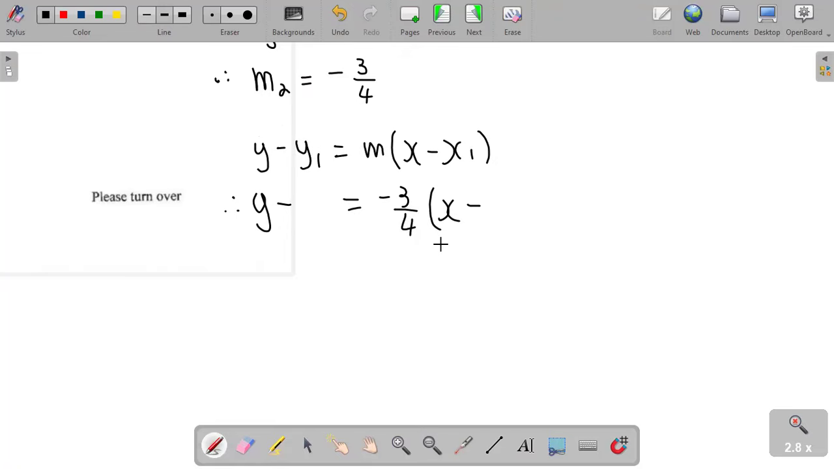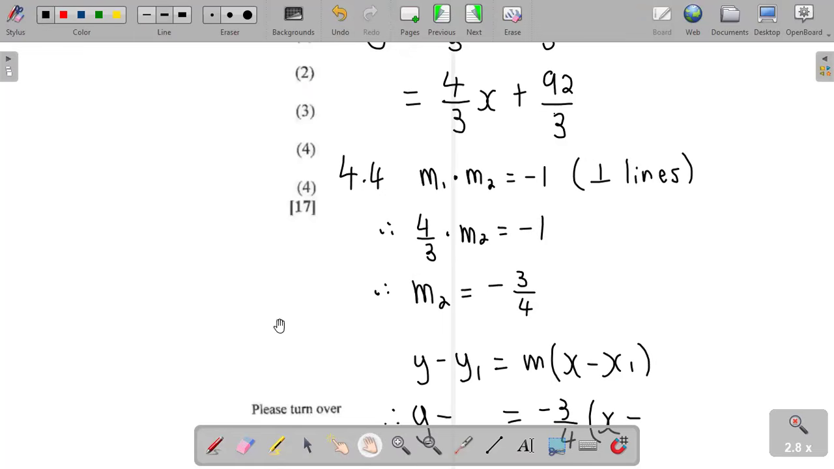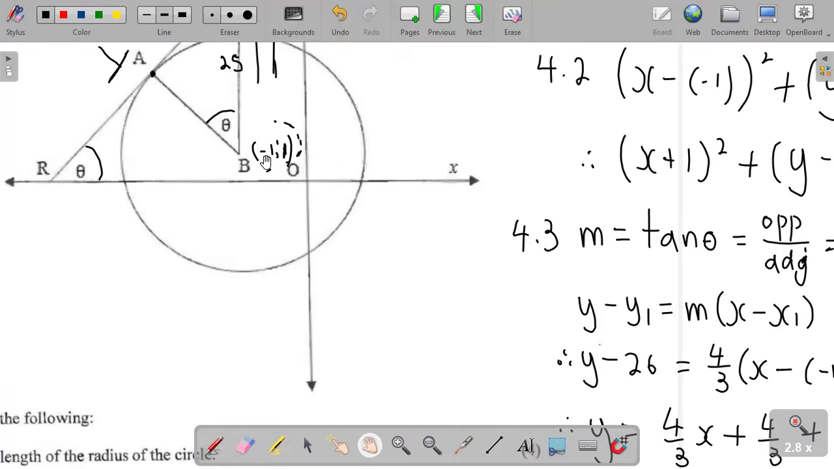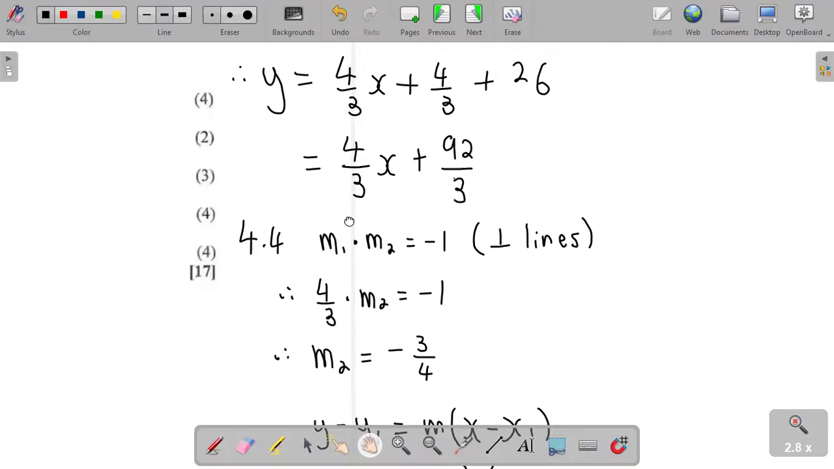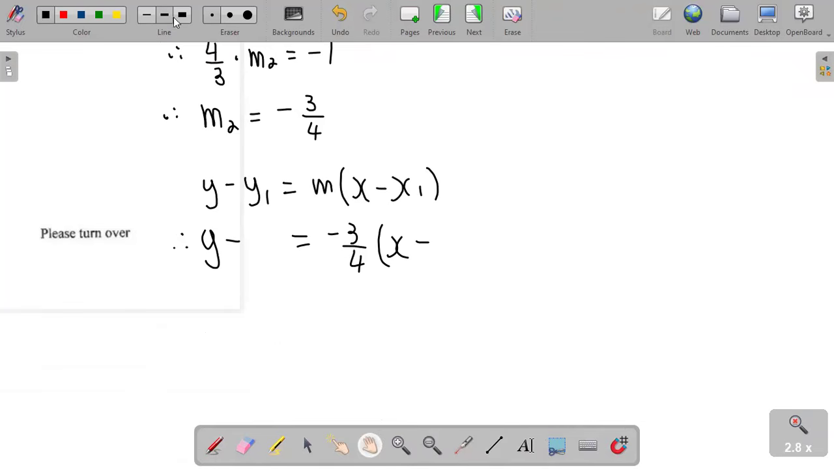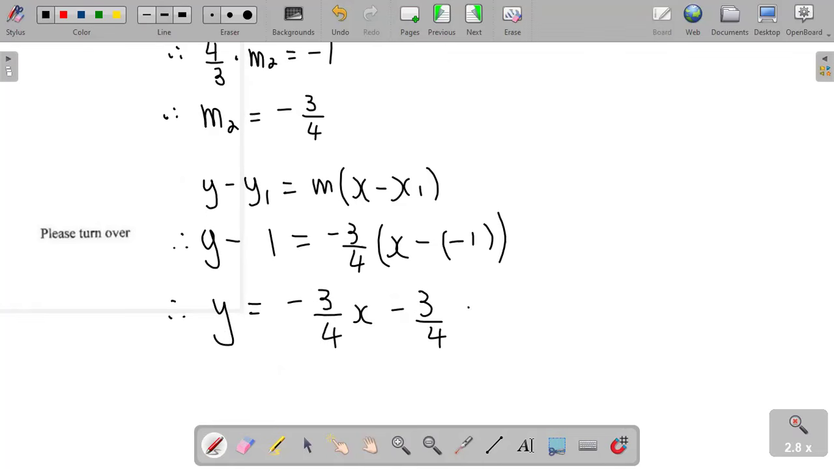So we go to the center of the circle here. What is it? Negative 1 and 1, okay? So it's negative 1 and 1. So it means therefore y equals negative 3 over 4x, and then minus 3 over 4, then plus 1.